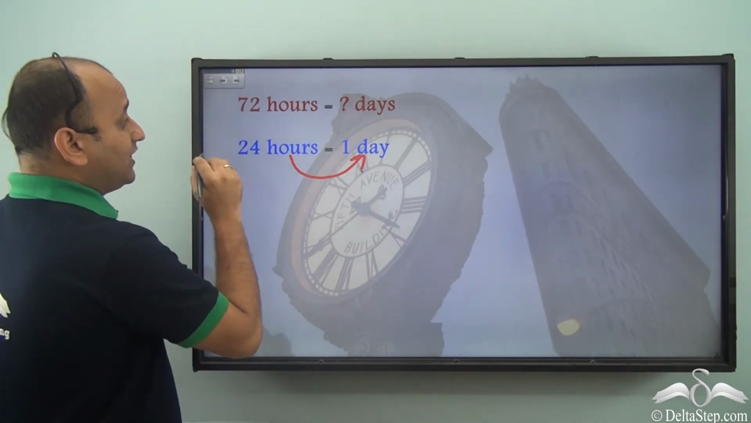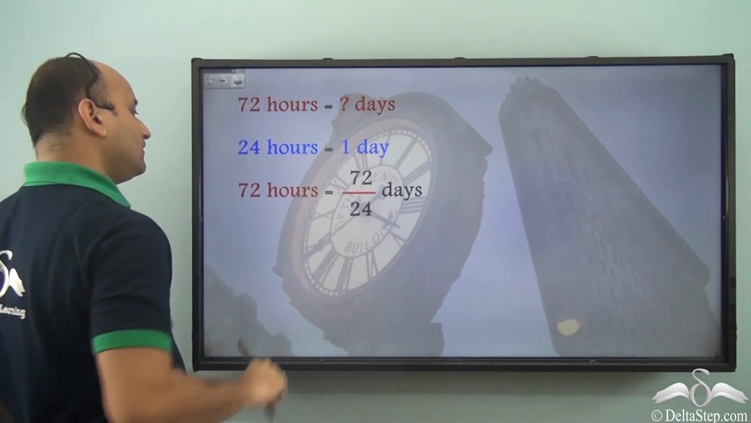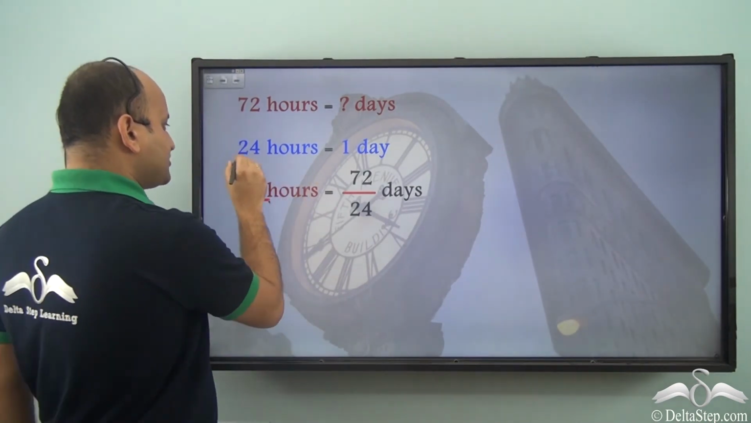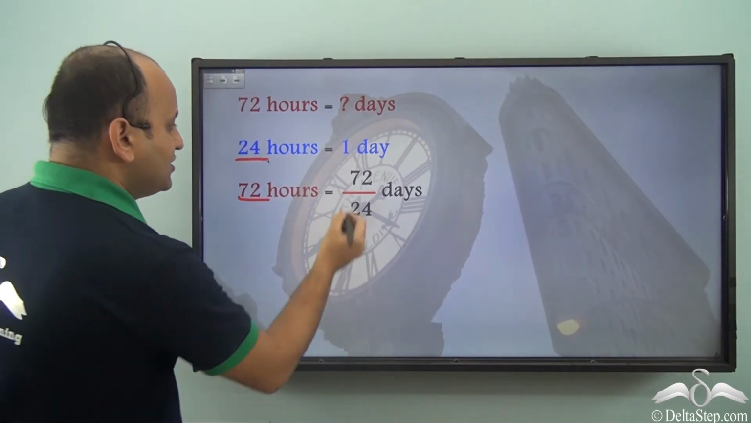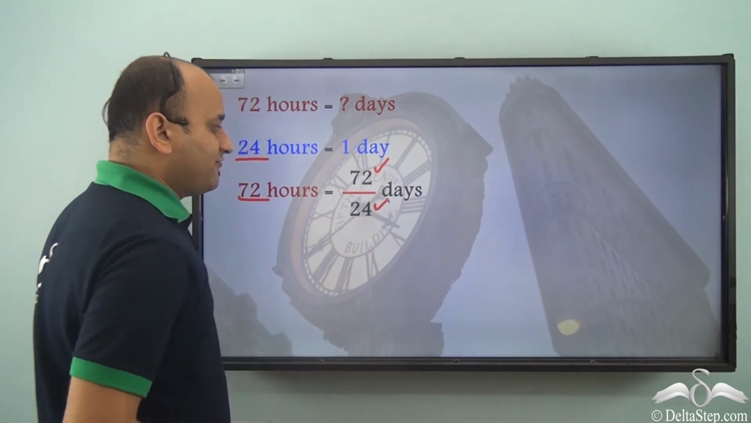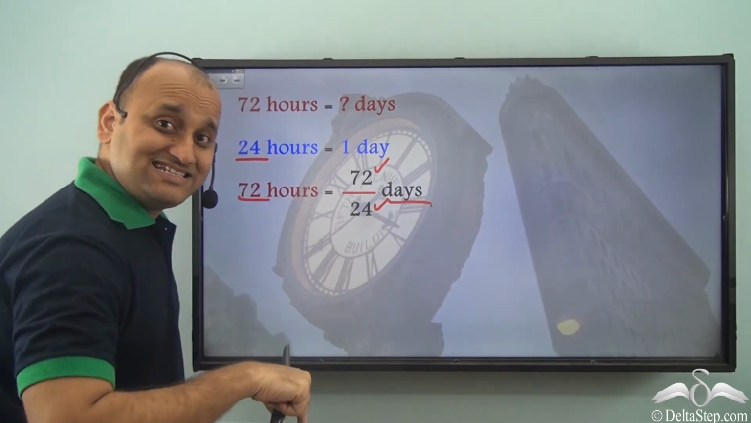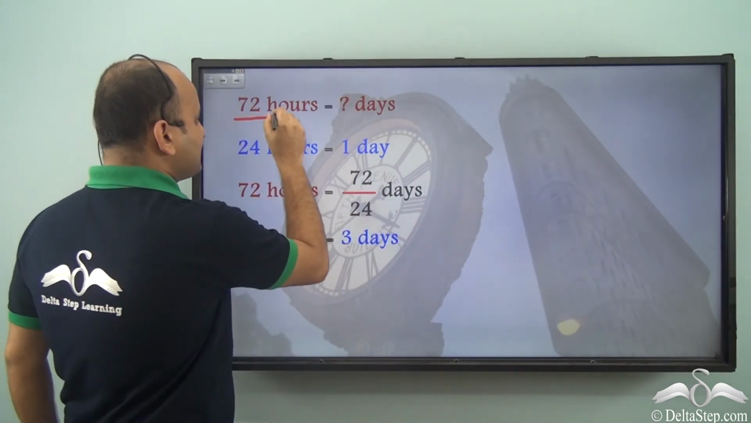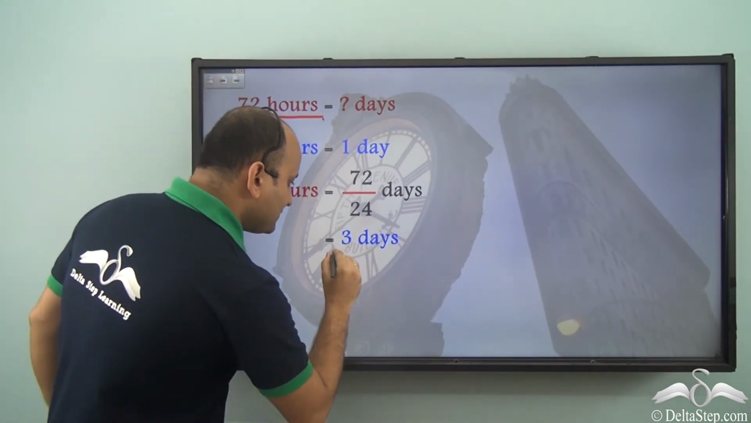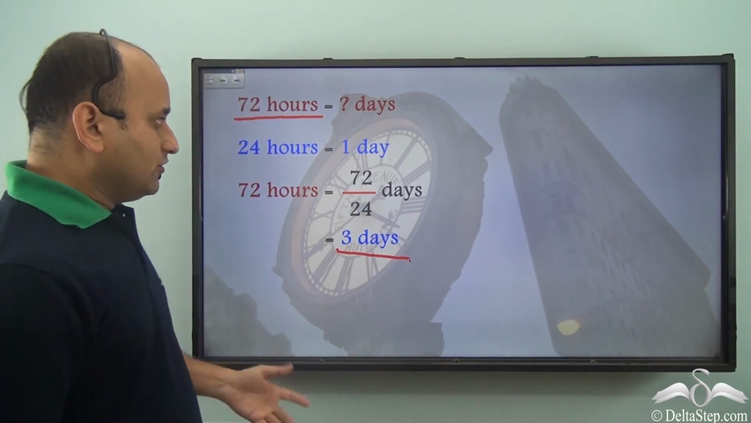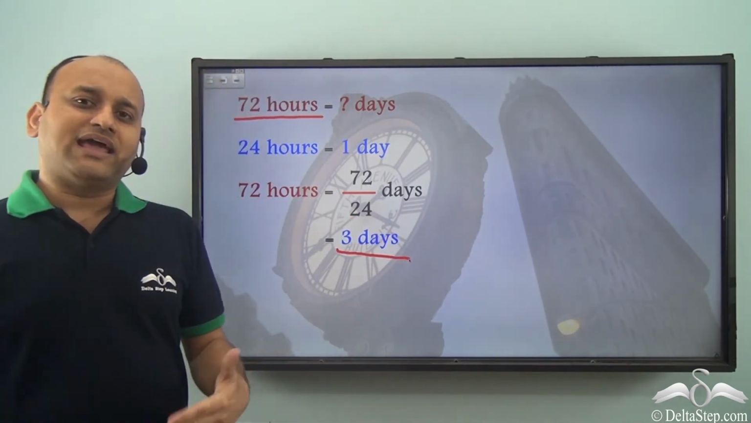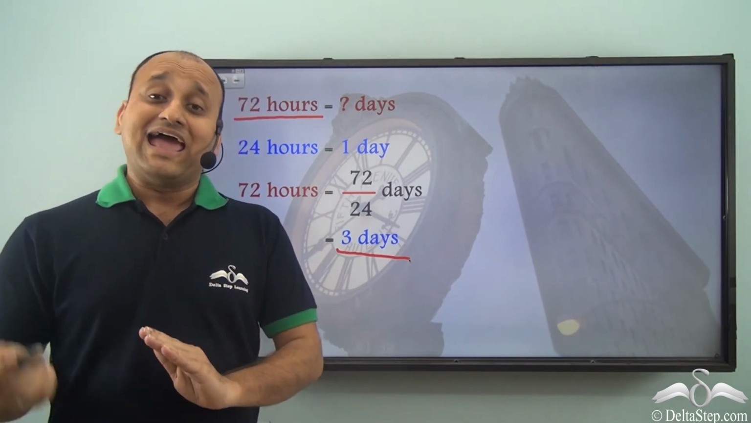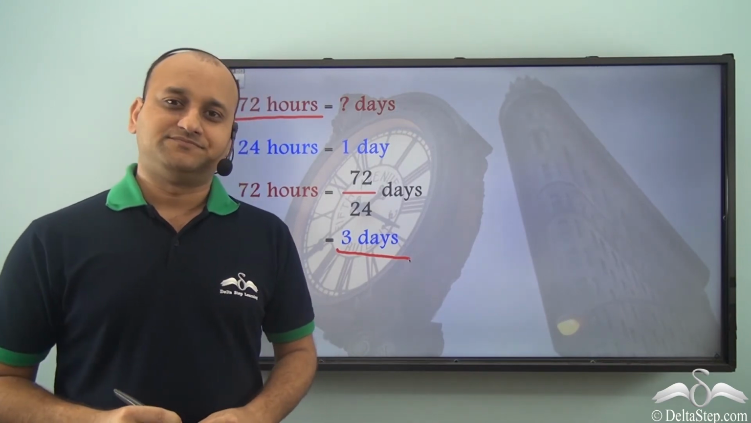Now we need to calculate for 72 hours. So 72 hours is equal to 72 by the conversion, that is 24 hours is equal to 1 day. So 72 by 24, and this will come in days. So it's 3 days. So when we talk about 72 hours, it is equal to 3 days. So using this conversion rate, you can calculate any number of values and you can convert between hours to days and days to hours.